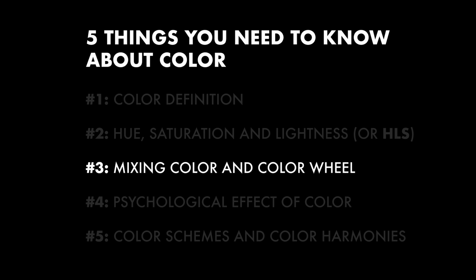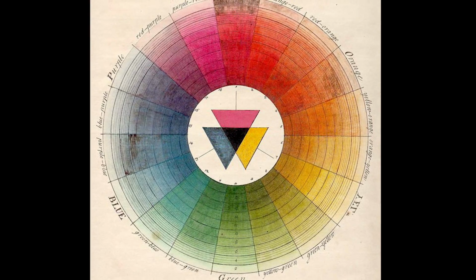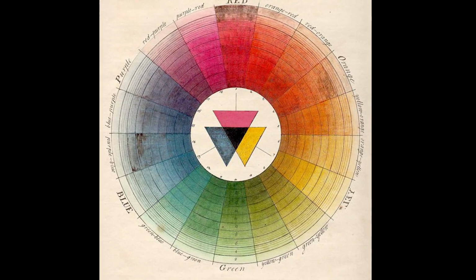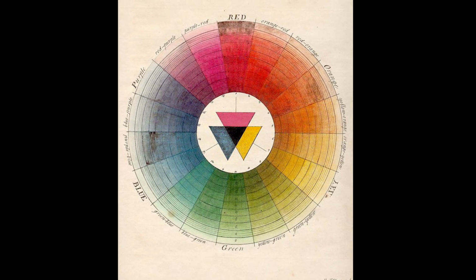Let's look at number 3 on our list, mixing colors and the color wheel. The color wheel is a certain arrangement of color along a circle that is extremely useful and will help you understand the mixing of colors and the use of compelling color combinations later on.